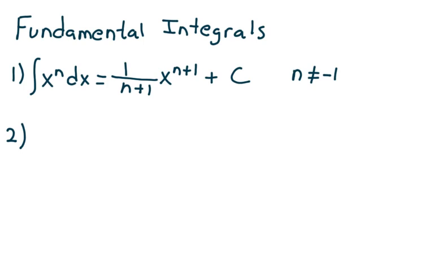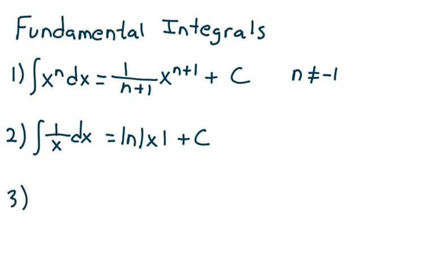Now, the natural thing is, well, what if n is negative 1? Then we're looking at the integral of 1 over x dx. And the integral of 1 over x dx is the natural log of the absolute value of x plus c. Number three, the integral of e to the x dx is equal to e to the x plus c.